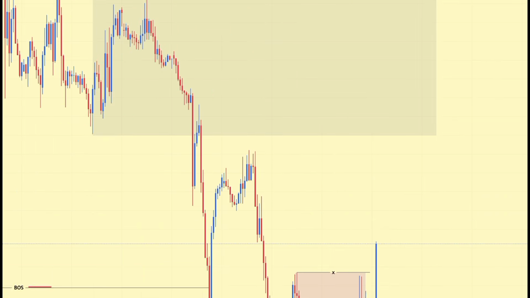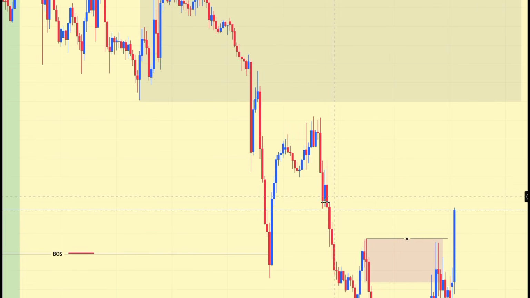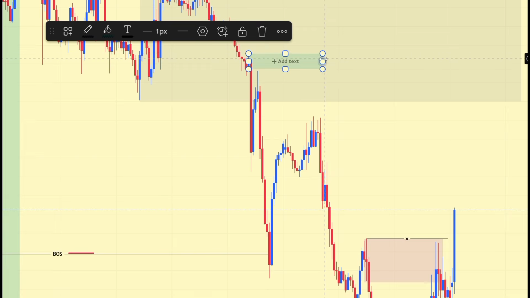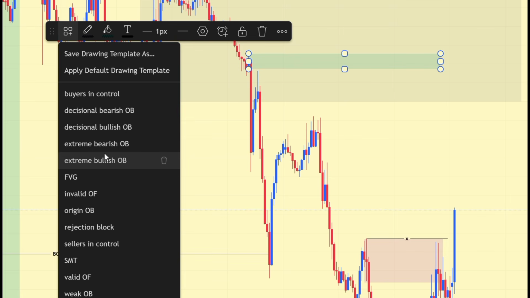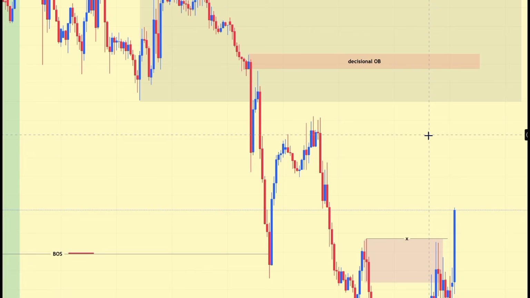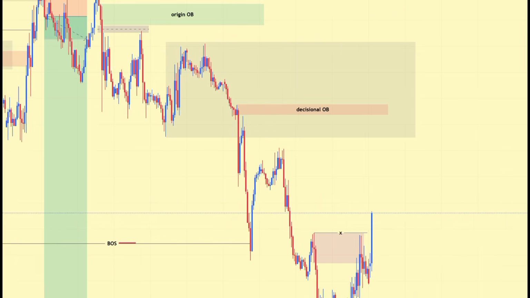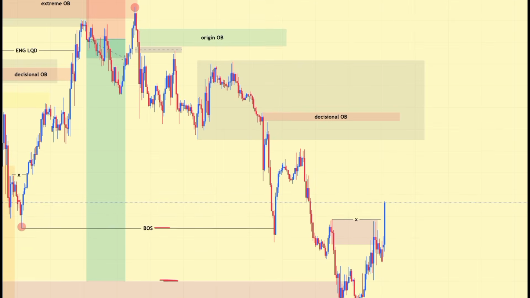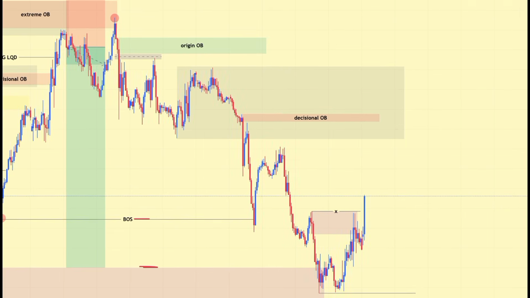If I am to mark the decisional order block, of course, we can clearly see that this here is the order block before that break of structure. So in that case, we have our decisional, and it is inside our extreme order flow. By the way, you can clearly see that this is, of course, the decisional bearish order block, and it's inside our extreme order flow.